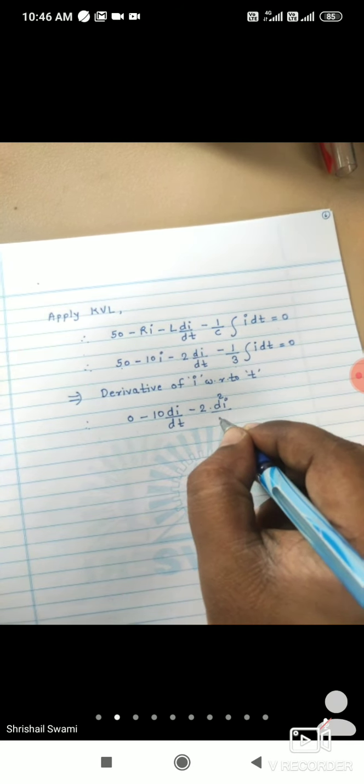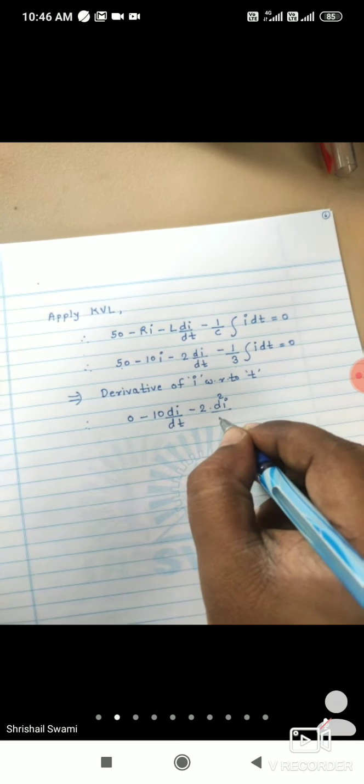Divide both sides by 2. So what you are getting here is d square I divided by dt square plus 10 divided by 2, which means 5 into di by dt, plus 1 upon 3 into 2, which means 1 upon 6 into I, is equal to 0.